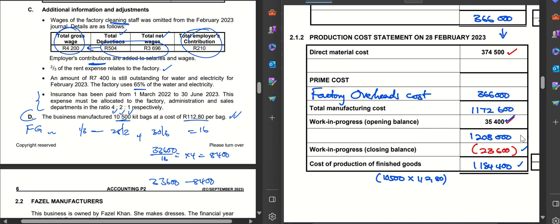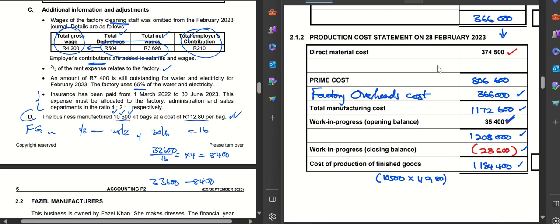So we said 1,208,000 minus your 35.4. Then we get this one. So once we get here, we're going up again. So we do the opposite again, minus. So it's 1,172,600 minus 366,000. And once we do that, we end up now with 806,600.